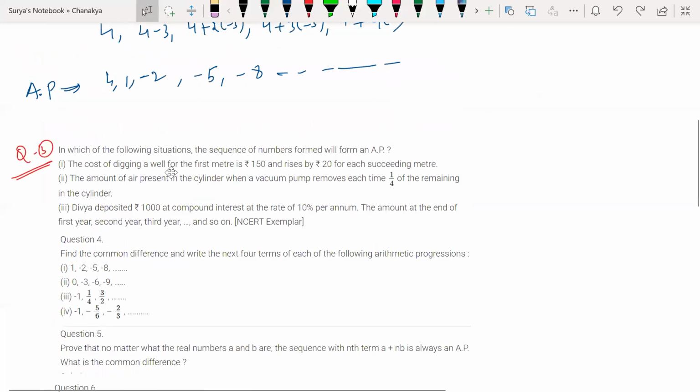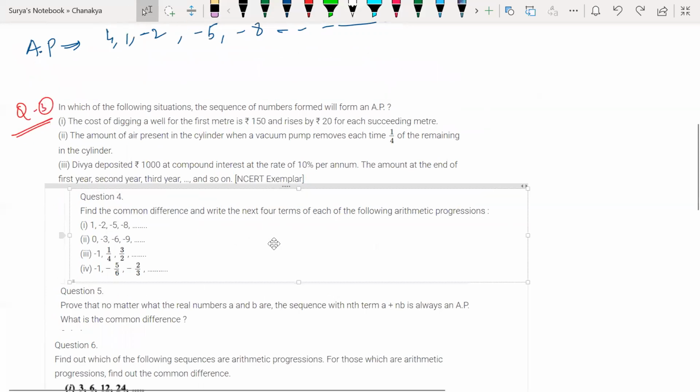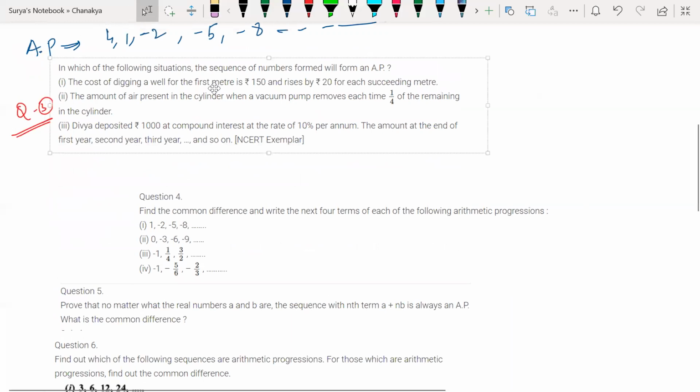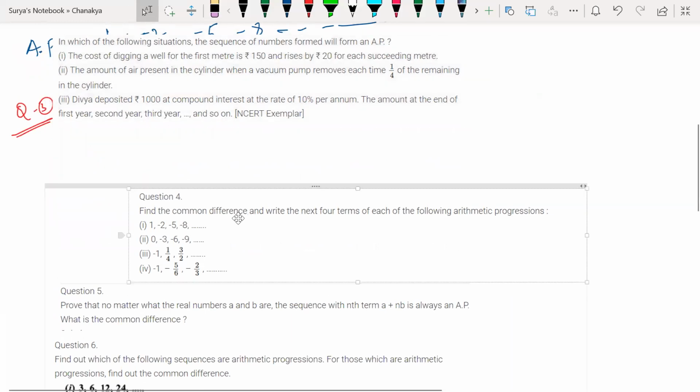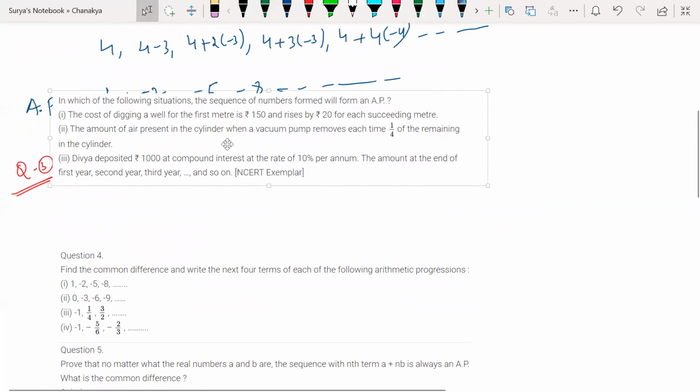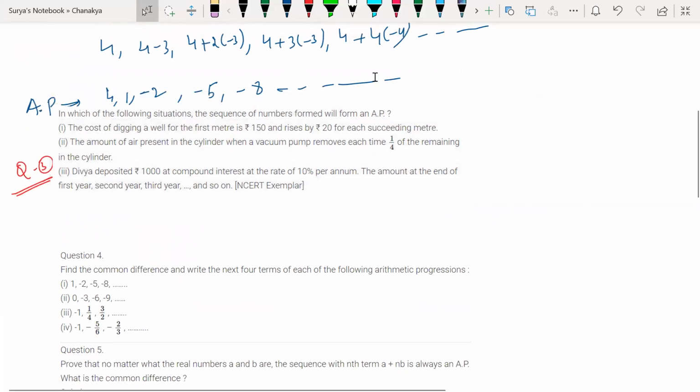Look at this, guys. The third question is given here. So what is the third question? In which of the following situations will the sequence of numbers formed form an AP?